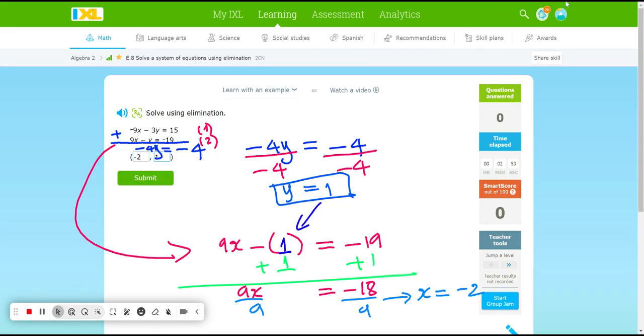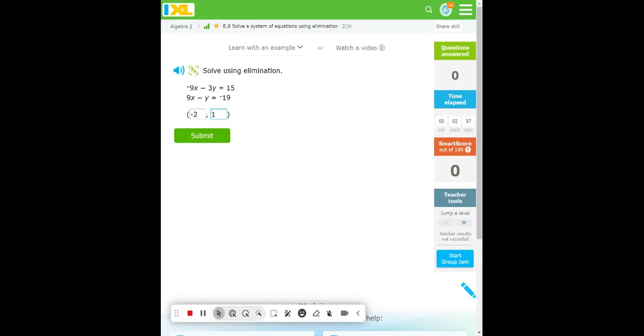Let's do some testing. I get a calculator. Very easy. The calculator does all the work for me. Equation number 1: negative 9x, then I put a parenthesis, subtract 3y in parenthesis. For x I put negative 2, for y I put number 1. It comes out to 15. So the right side is 15, so I'm correct.